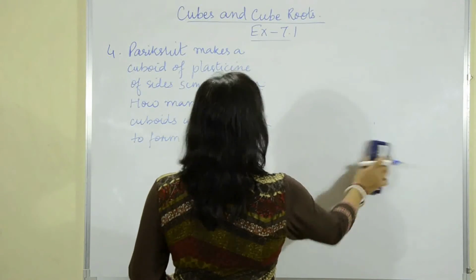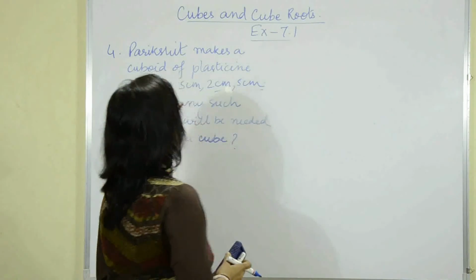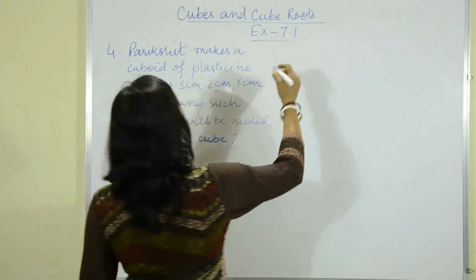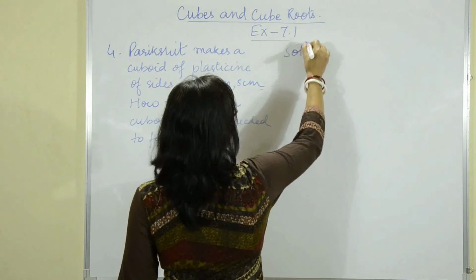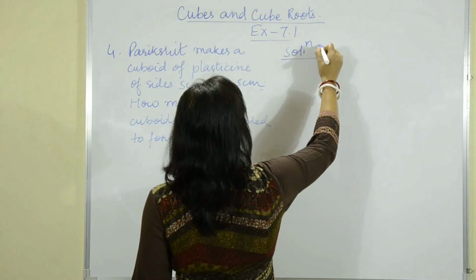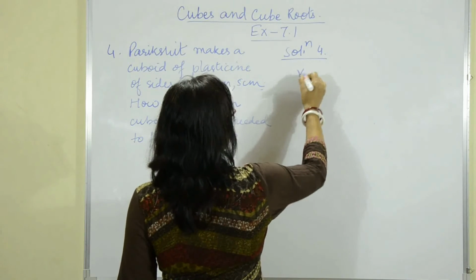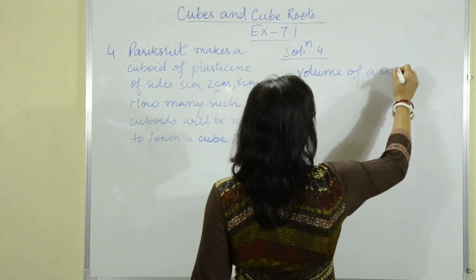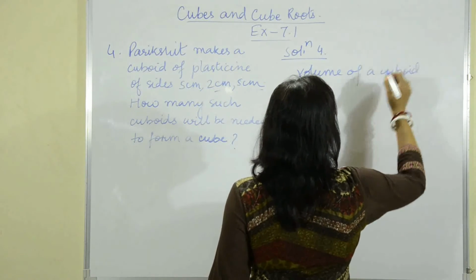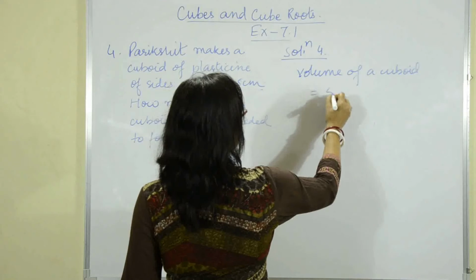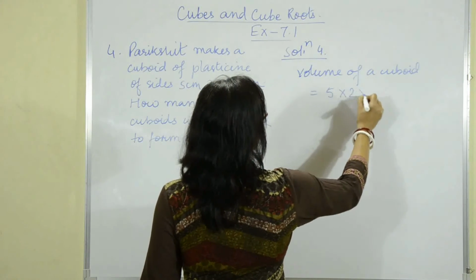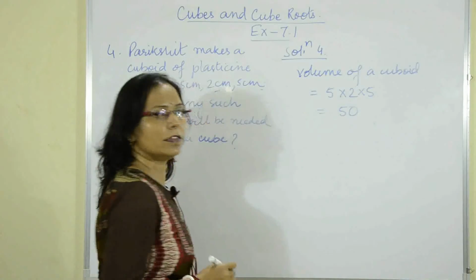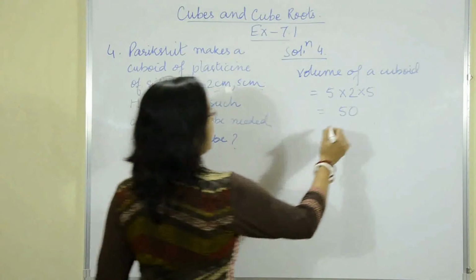Now, Parikshit makes a cuboid of plasticine of sides 5 centimeter, 2 centimeter and 5 centimeter. So, let us first find out the volume of the cuboid. What is the formula? Volume of a cuboid is LBH, length into breadth into height, that means 5 into 2 into 5, that is 50, is it not? So, this is 50.